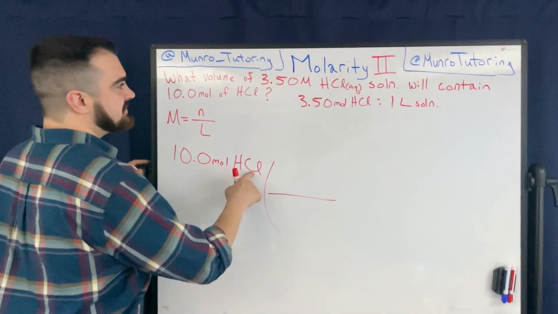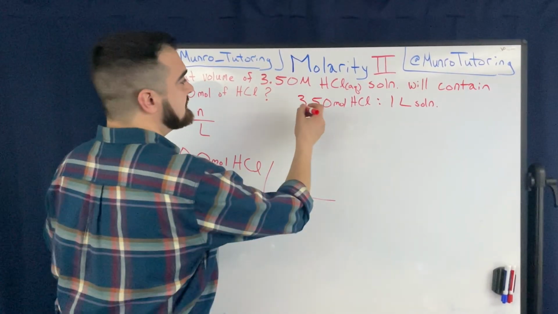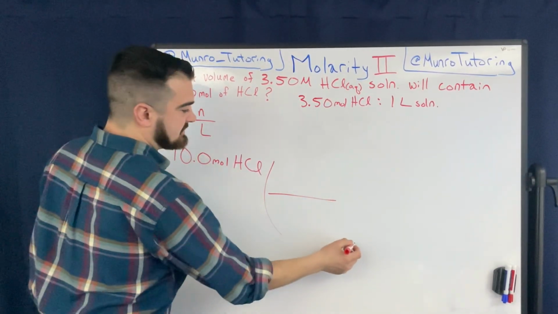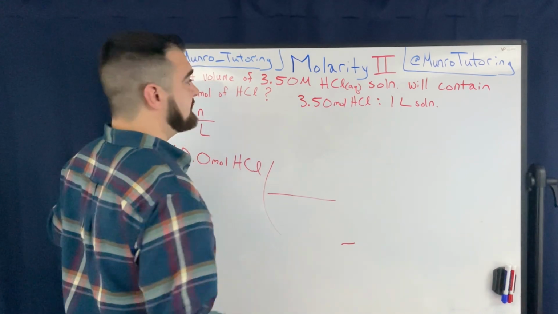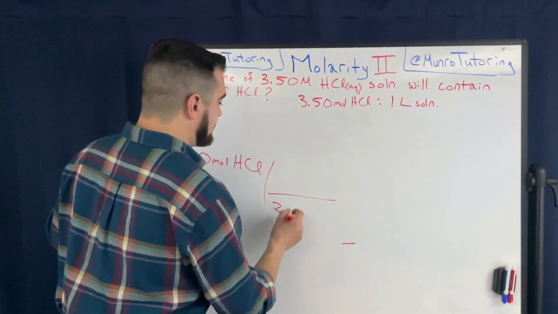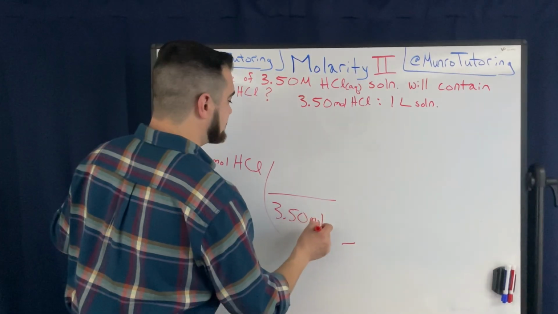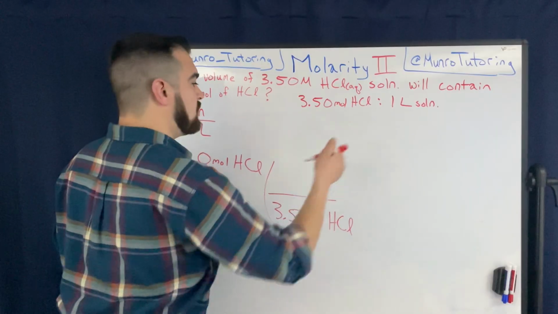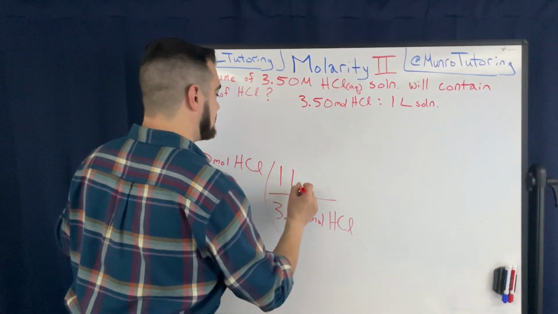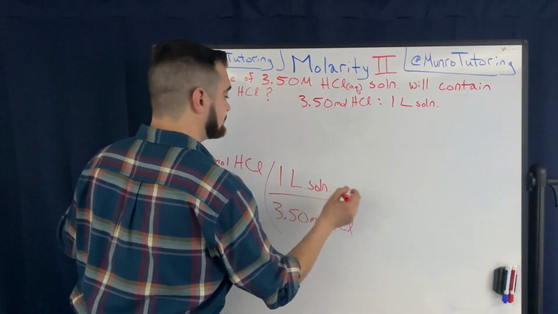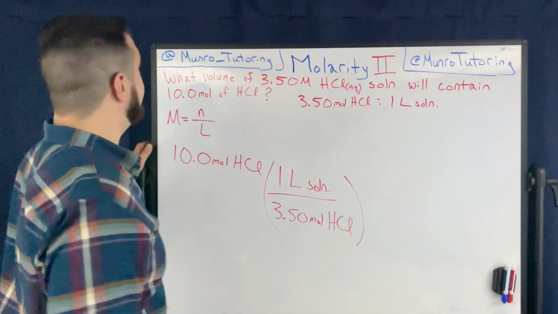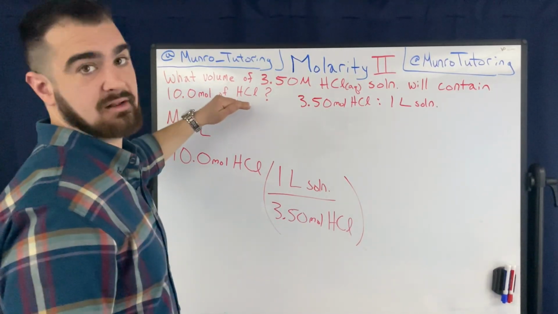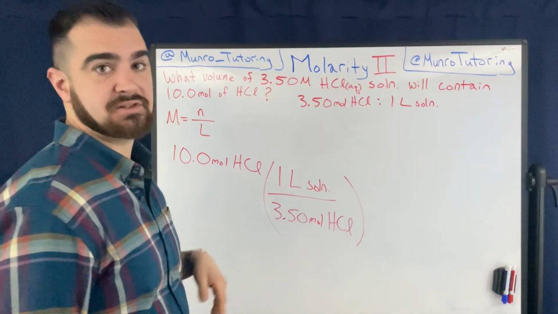So I have moles of HCl, and I want to cancel them. That means the part that has moles of HCl must go in the bottom, right? This unit has to go down here to cancel out, like I taught you in my other videos. So let's do 3.50 moles of HCl, and on the top now goes 1 liter of solution. They're asking for the volume of the solution that we need in order to get 10 moles of HCl, if the concentration is 3.50 molar.